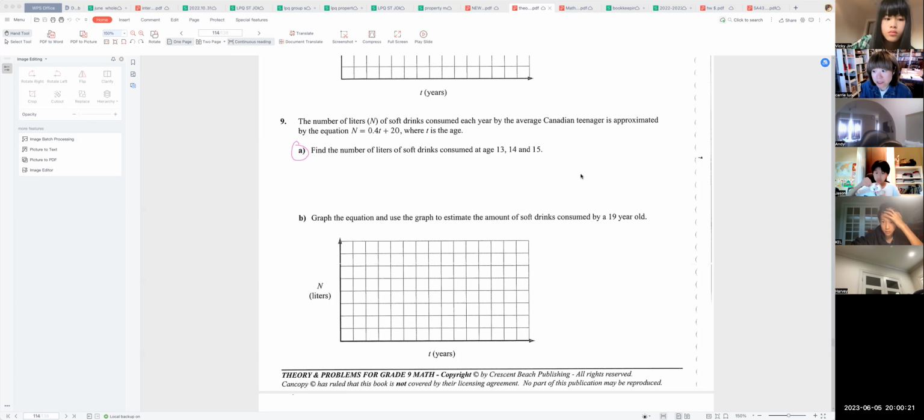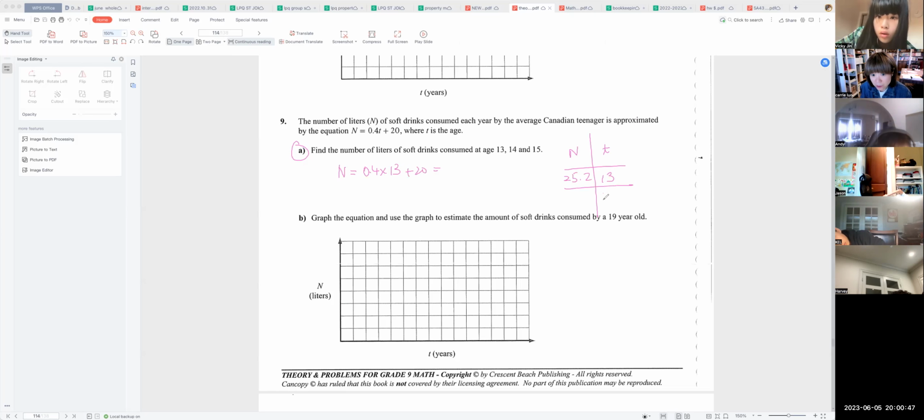Okay, so I have received the answer. Let me see. The best thing to do is create a table. This is n, this is t. So when t equals 13, n equals 0.4 times 13 plus 20, which equals 25.2.